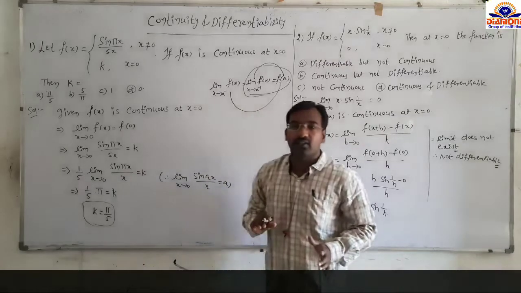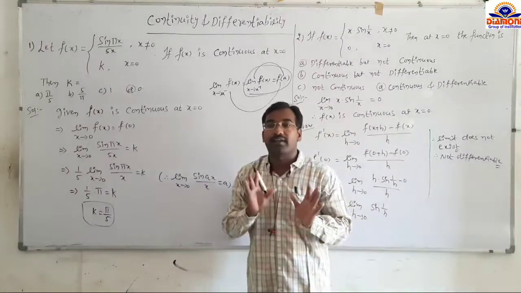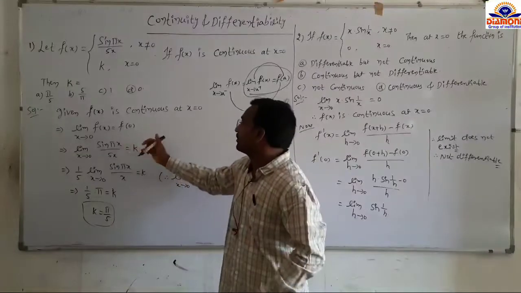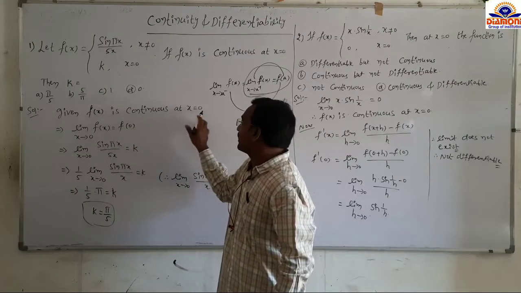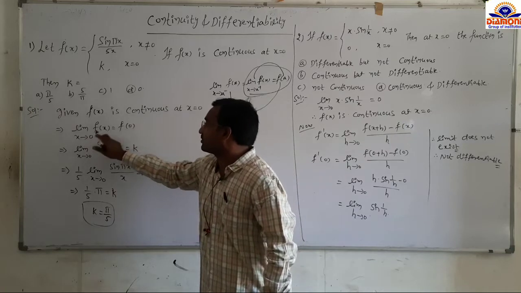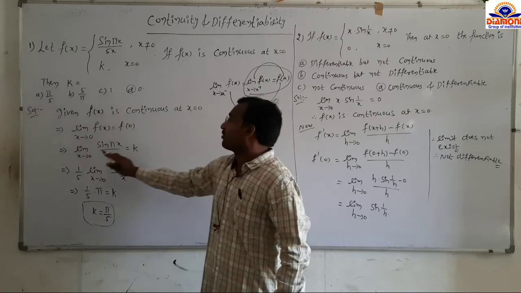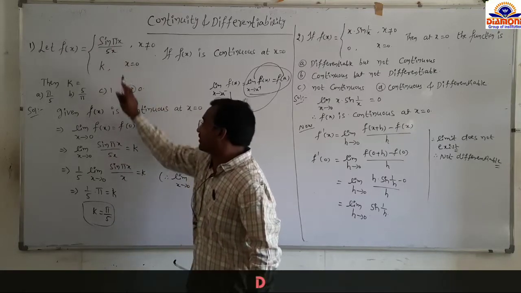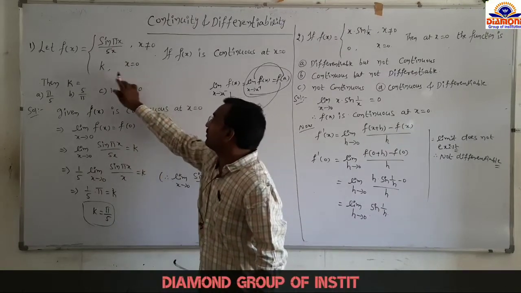What is the given condition? The f of x function is continuous. Function is continuous means the limit equals the value at the point. So given f of x is continuous at x equal to 0, you can take the limit as x tends to 0 of f of x equal to f of 0. So the limit as x tends to 0. What is the f of x function here? Sin pi x by 5x equals f of 0, the value k.